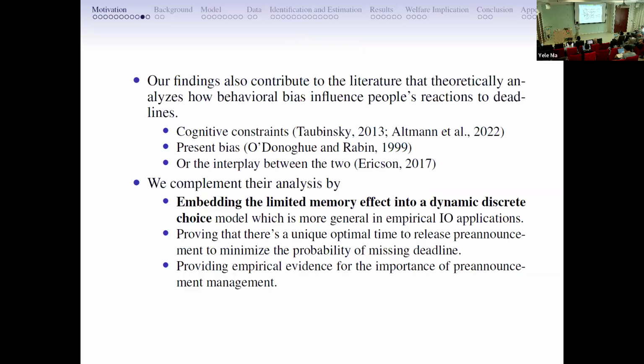Okay. And second, we successfully embed the limited memory effect into a dynamic discrete choice model. In the past, especially the literature on behavioral economics, they usually proposed a theoretical framework about limited memory, and then justified their story by doing experiments. But in our paper, we show that such a framework can be combined with the discrete choice model, and we can identify the classical parameters of this kind of limited memory effect through our field data.